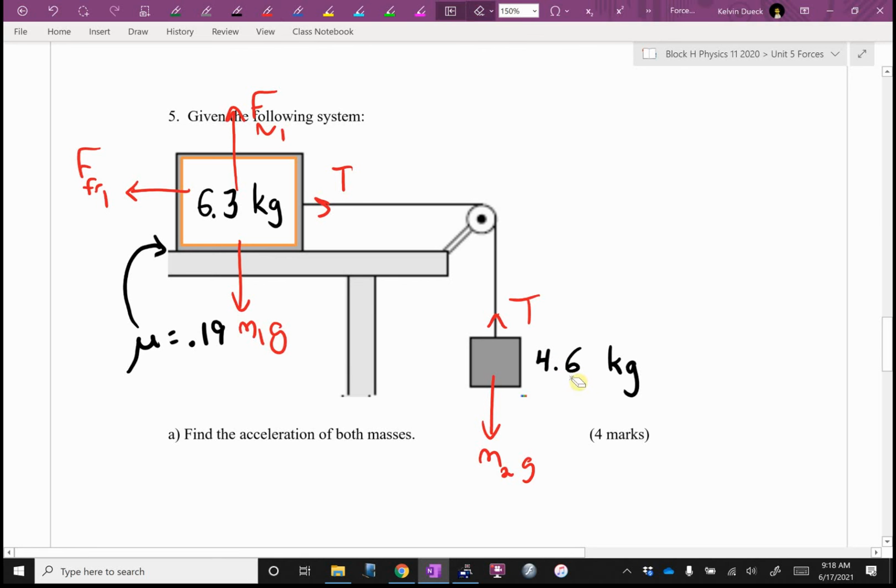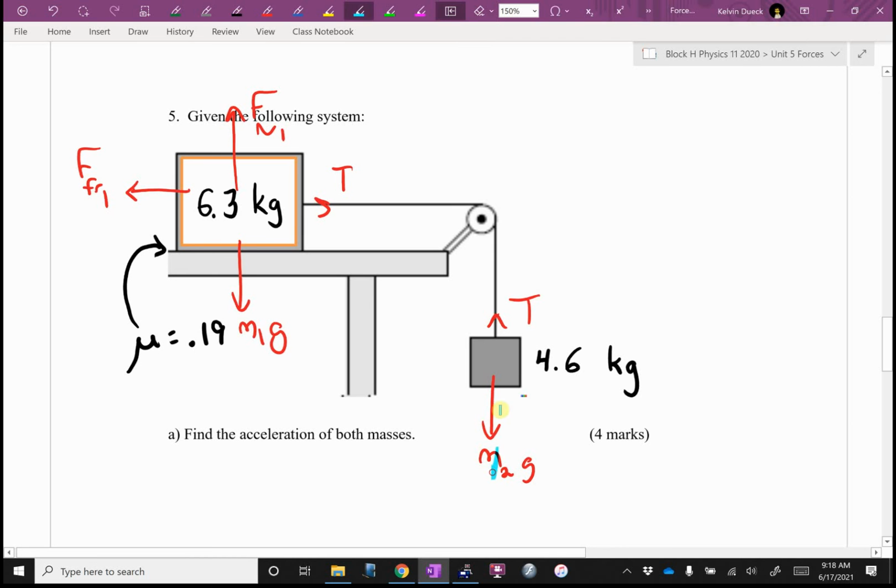Mr. Dewick, wait a minute. 4.6 is smaller than 6.3. This can't move. Or can it? The tug of war is between that and that. And as long as this is larger than that, we'll move. We'll accelerate.